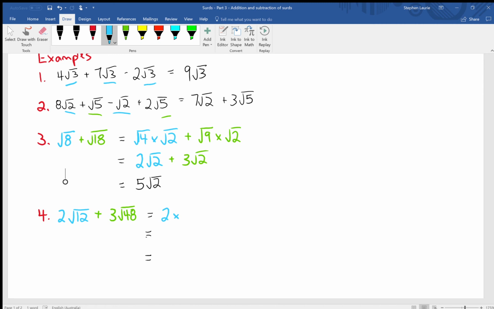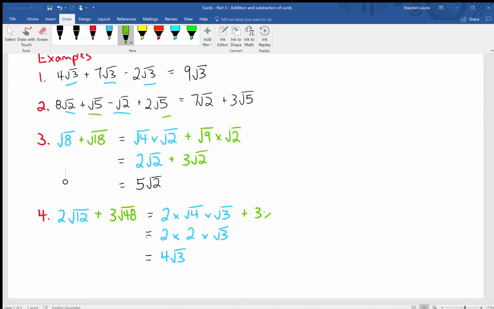Well, 4 is a factor of 12, and 4 is a square number. And how many times does 4 go into 12? 3. So now we have 2 times 2, because the square root of 4 is 2, times the square root of 3, which can't be simplified. So that's 4 root 3. Okay, now the green part. 3 root 48.